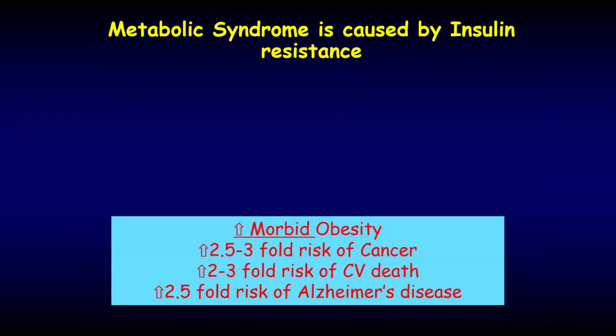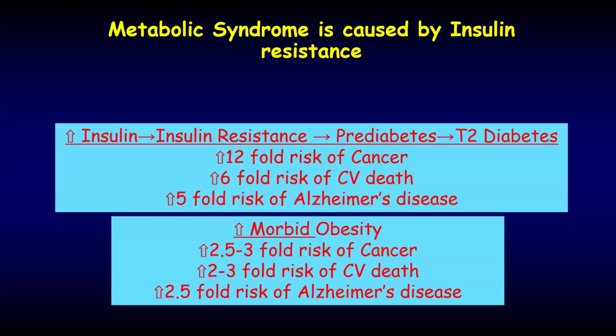And so indeed, morbid obesity per se is a risk factor for cancer, cardiovascular disease, Alzheimer's disease. It's an average 2.5 to 3-fold risk for any of those conditions. But if we look in both thin and obese people, insulin resistance is seen as a continuum between hyperinsulinemia, insulin resistance, prediabetes, type 2 diabetes. You have 12-fold risk for cancer, 6-fold for cardiovascular death, and 5-fold risk for Alzheimer's. So what seems to be in common for everybody who's got a disease is actually insulin resistance, which is the true underlying risk factor.